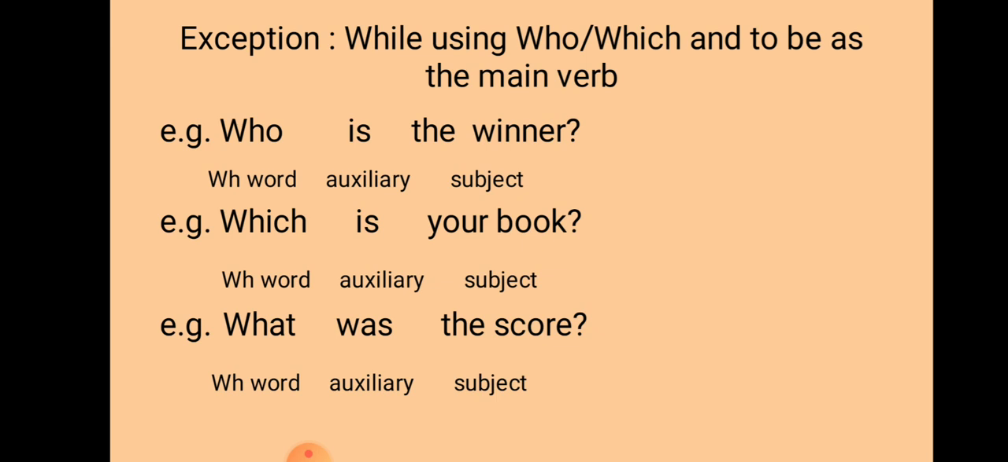There is some exception to the rule. While using who or which and to be as the main verb, the order changes. Who is the WH word, is is the auxiliary, and the winner is the subject. So there is no main verb, and that's why this is the order. Who is the winner: WH word plus auxiliary plus subject.